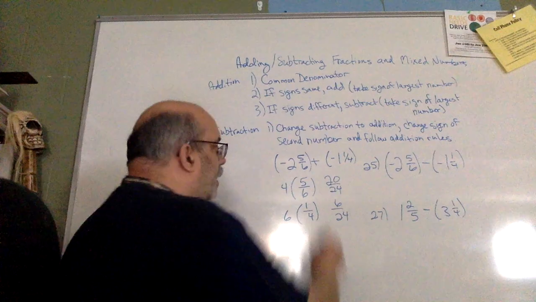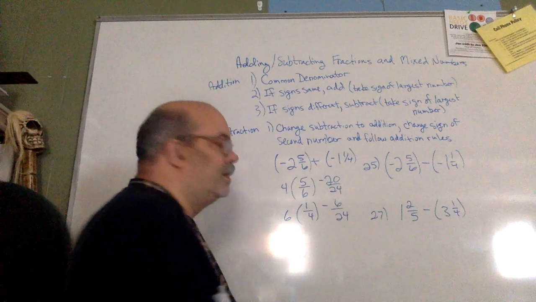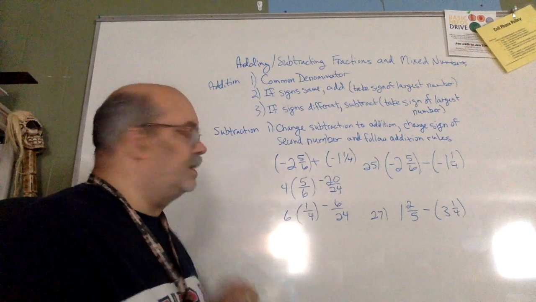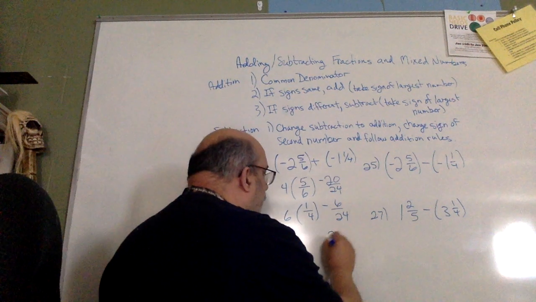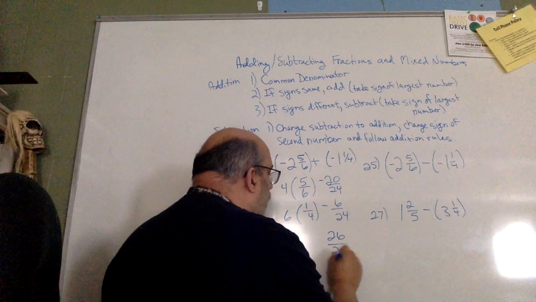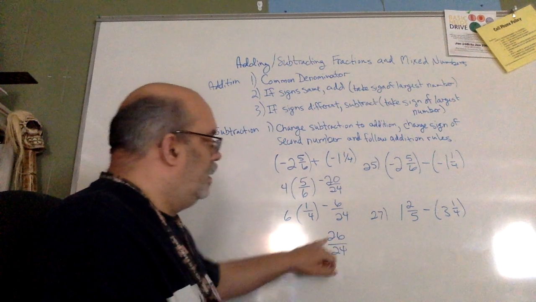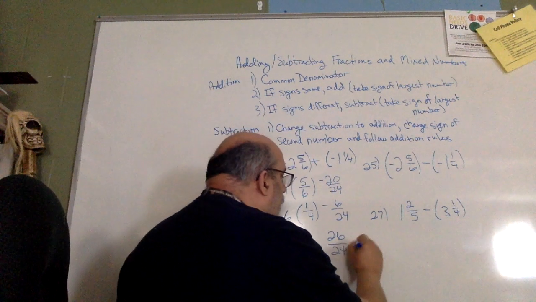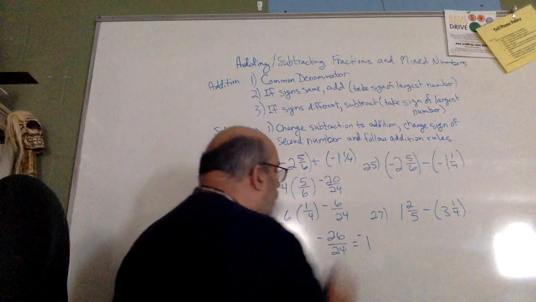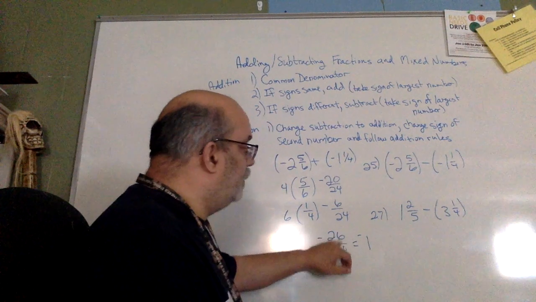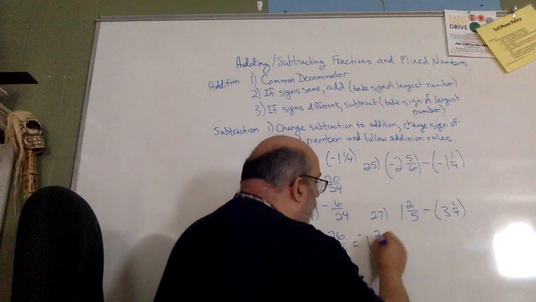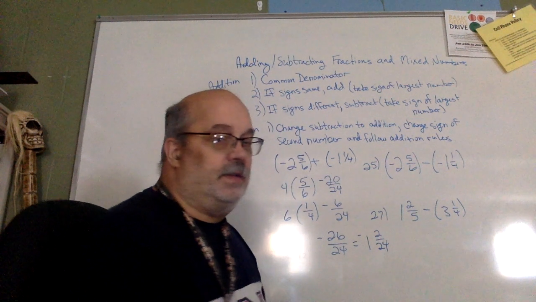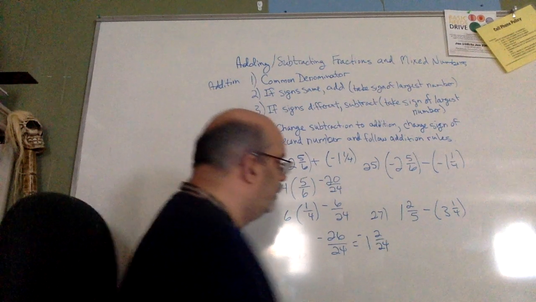Okay, they are both negative. So they have the same sign, so we're going to add them together. 20 plus 6 is 26. 24 goes into 26 once. Don't forget your negatives. And with 2 left over. 2 over 24 reduces by 2 to 1/12.